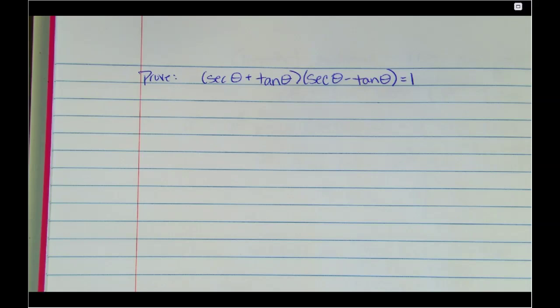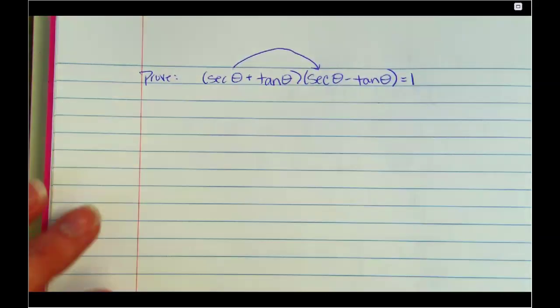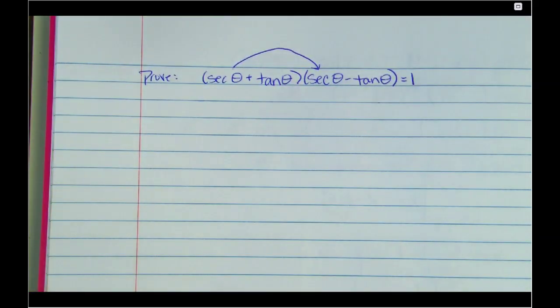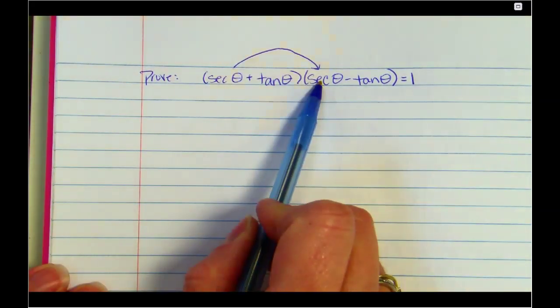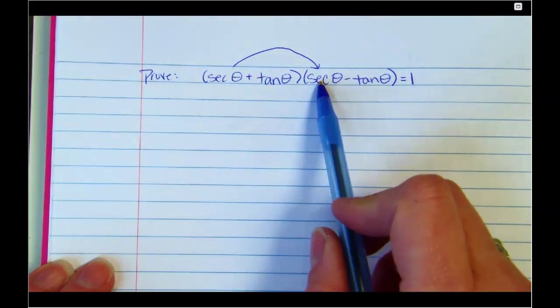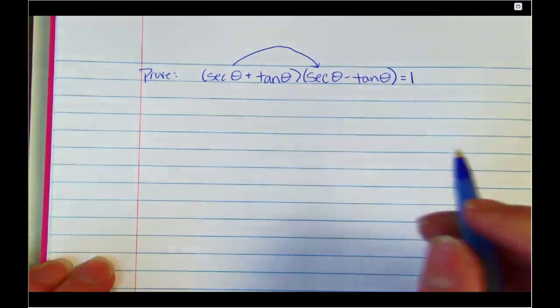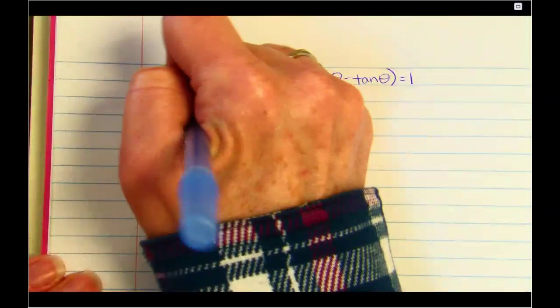It is that one thing. Okay, you're going to get where you're going, but you need to distribute. This multiplies just like anything else you would distribute. So if you want to do boxes to distribute, you can. I'm just going to talk you through this. This is secant theta times secant theta, so it's secant squared.